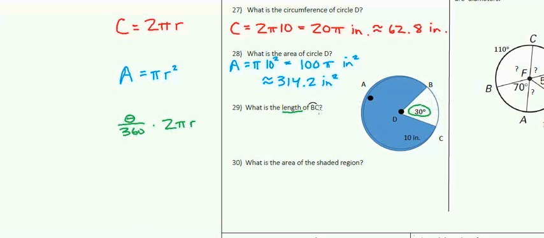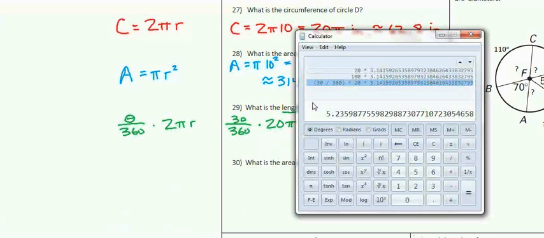So to find the length of arc BC, our equation will now be 30 divided by 360 times, now we don't have to figure out 2 pi r, we've already done that in question number 27. 2 pi r is just 20 pi. And now we're going to plug this into our calculator and figure out what the approximate measure of this is. So I'll bring up my calculator.